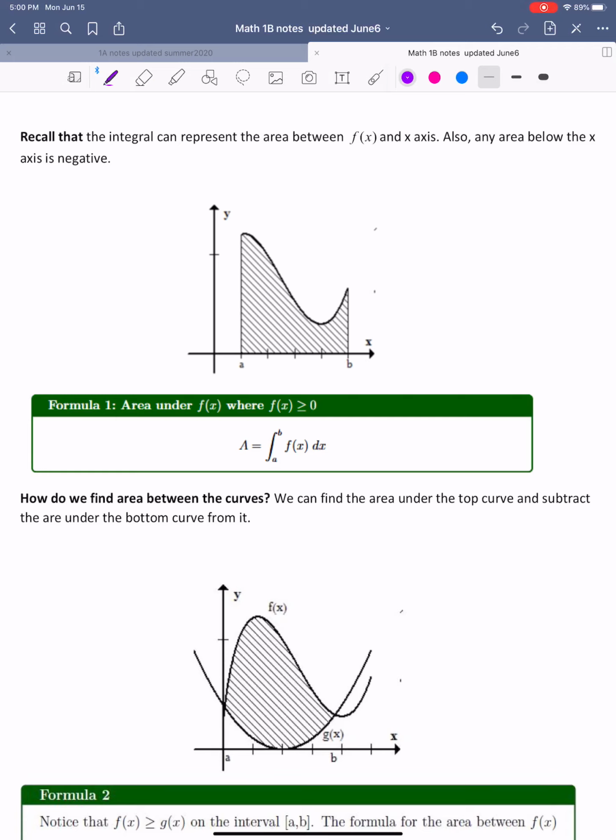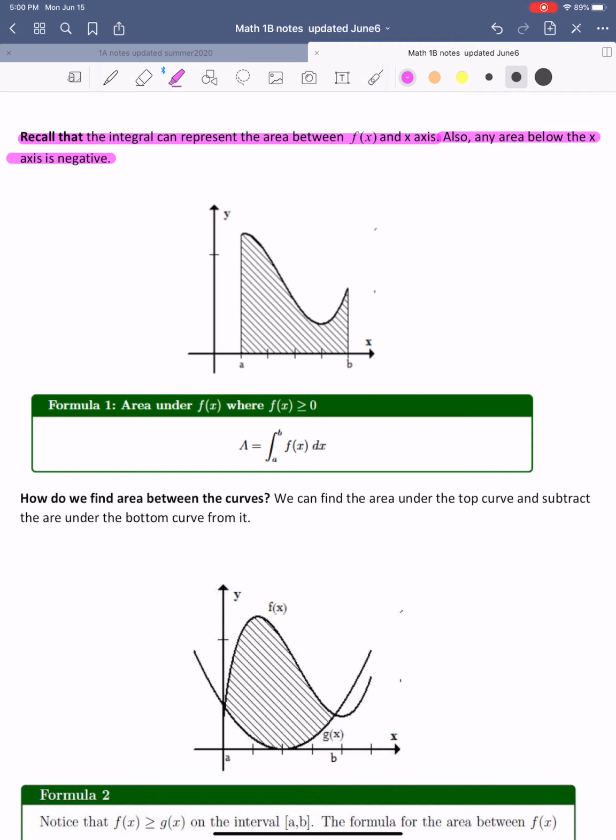This video is about area between the curves. Recall that integral can represent the area between f of x and the x-axis. Also, any area below the x-axis is considered negative. Any area above the x-axis is considered positive.